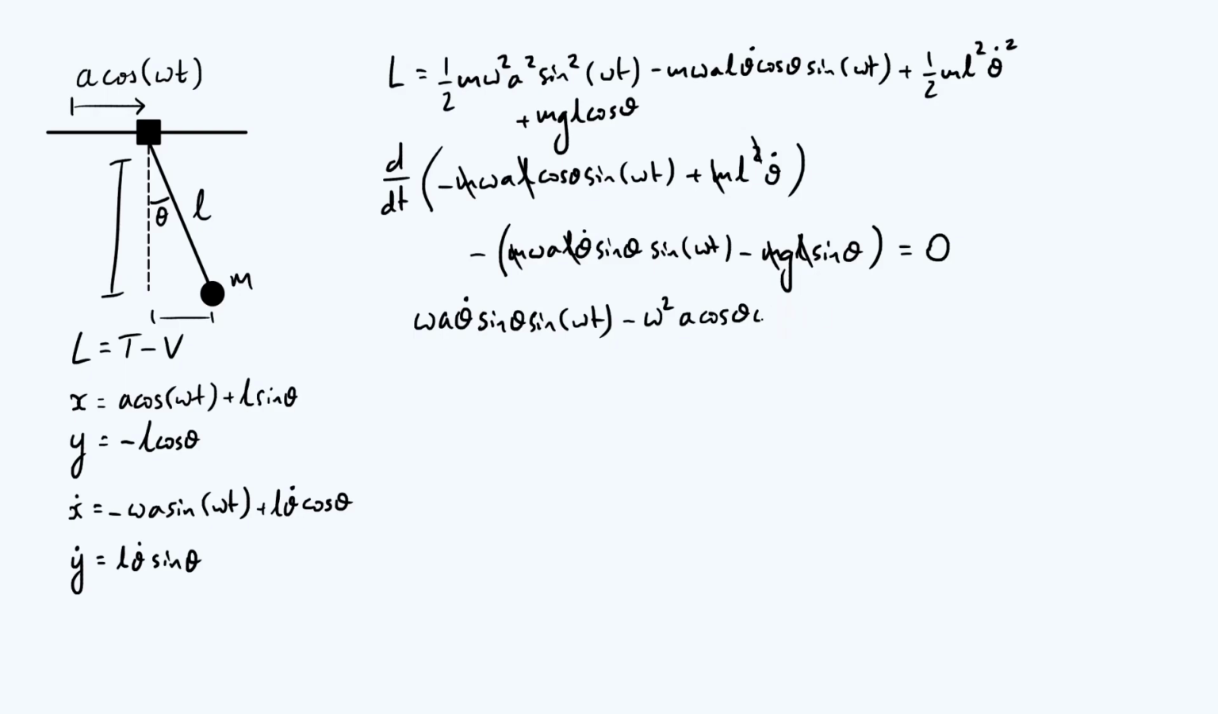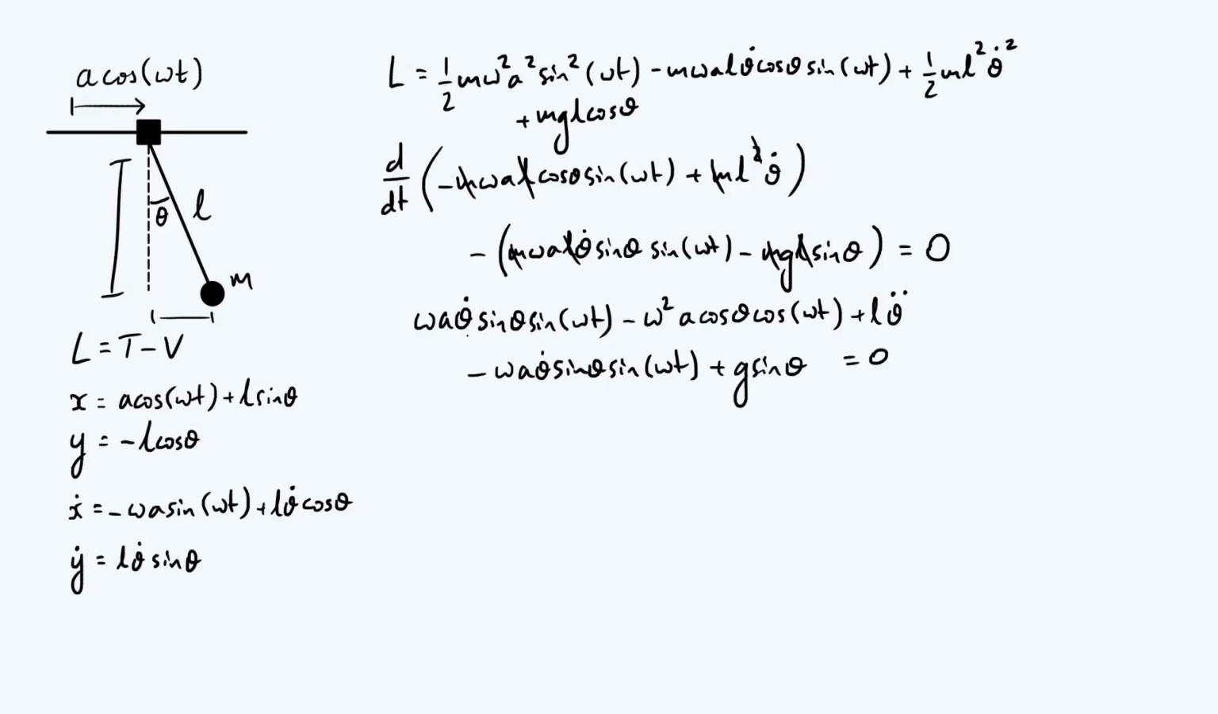Now we have to differentiate it, cos of omega t. And then we differentiate the L theta dot term, which just becomes plus L theta double dot. Then we just add in the rest of the terms, expand the brackets from the previous line, and you've got minus omega a theta dot sine theta sine of omega t, and then plus g sine theta. That's all supposed to equal 0.